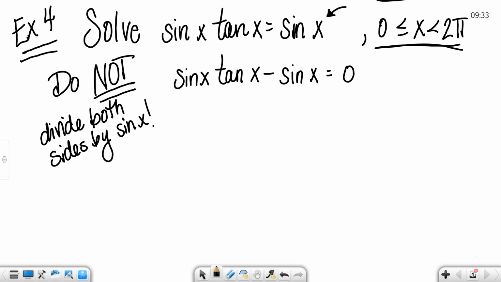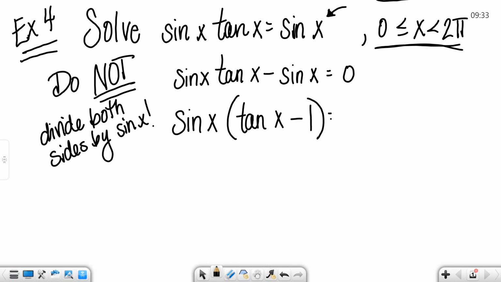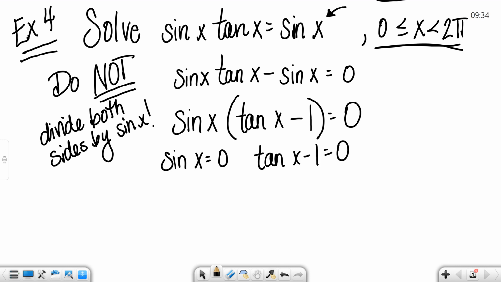Now, there's no way I can put those together. They're not like terms. You cannot actually subtract. But what I can do is factor out a sine of x. That would leave me with a tangent of x minus 1. Now I can set each factor equal to 0. Okay, so I need to add 1 to both sides of this one.